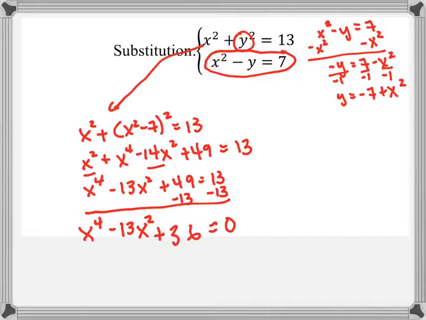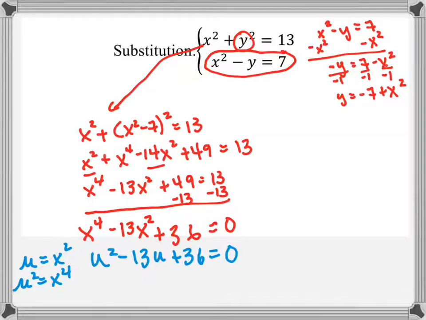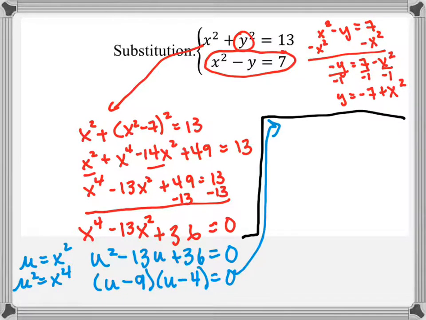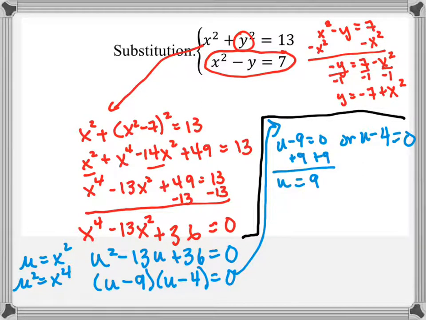Now this is an equation of quadratic form, so I'm going to use u substitution. U equals x squared, u squared equals x to the 4th. Substituting in, we get u squared minus 13u plus 36 equals 0. I can factor this. (u minus 9) times (u minus 4) equals 0. I'm going to set each factor equal to 0, so u minus 9 equals 0, or u minus 4 equals 0. Solving for u, I get u equals 9, or u equals 4.